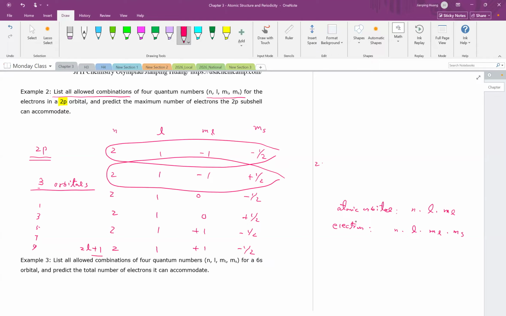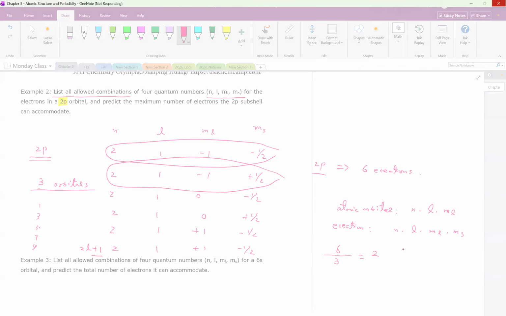2p orbital, how many electrons can hold? That one should be 6 electrons. How many orbitals? The 3 orbitals. 6 divided by 3 equals what? Equals 2. 2, what does it mean?